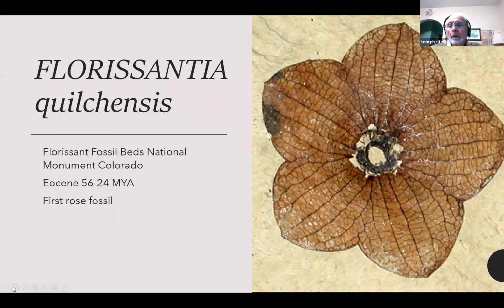The earliest known rosacea or rose and maple tree family fossils were found in the Eocene Florissant fossil beds, National Monument in Colorado. The beds were formed when volcanic ash fell into a lake and preserved the plant and animals of the time. This flower is from an extinct cocoa tree that is a member of the rose family. Next slide, please. Beautiful fossil.